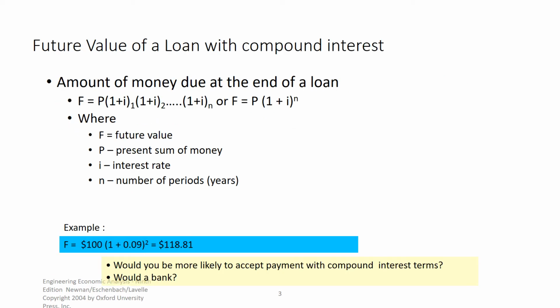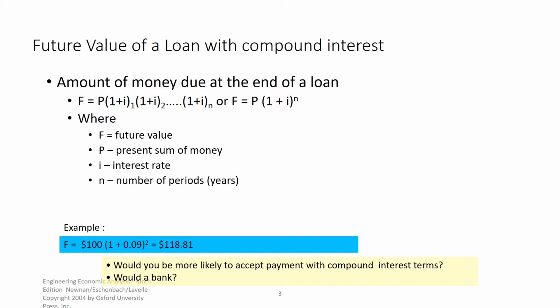The amount of money due at the end of our loan, if we use compound interest, is based on the example of 100 ringgit multiplied by 1 plus 9% to the power of 2, because we use 2 years of time. We'll see that in the future our money is not 100 ringgit but will become 118 ringgit and 81 cents.